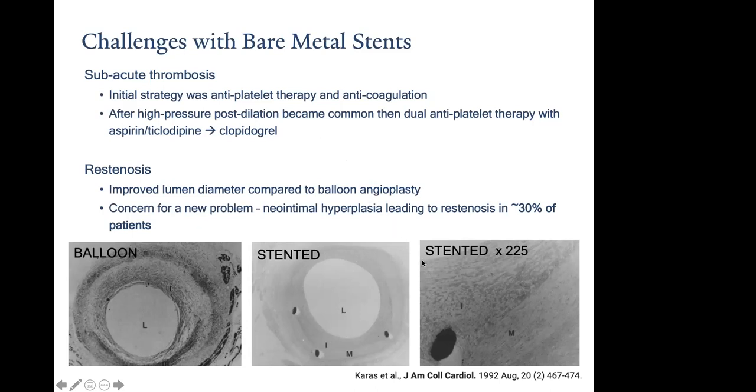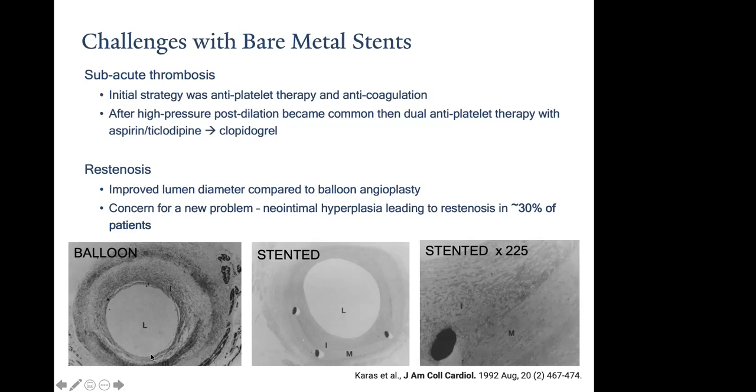some pivotal IVUS studies. But there was initially this aggressive anticoagulation regimen, which was then refined to being aspirin and ticlopidine, and eventually Plavix, similar to what we use now. And then there was restenosis that happened within a few months after stent placement. So I'll just kind of show some cross sections of what this problem is.